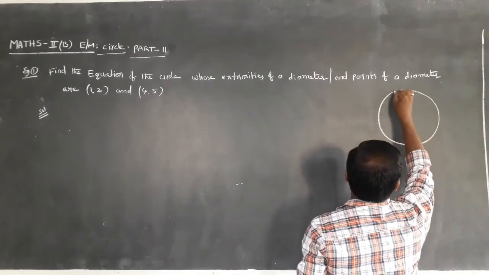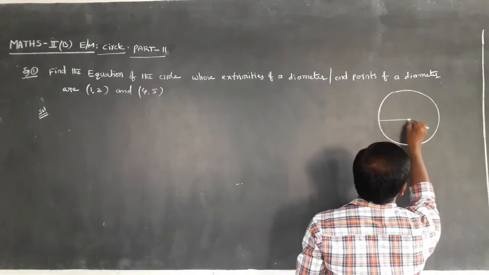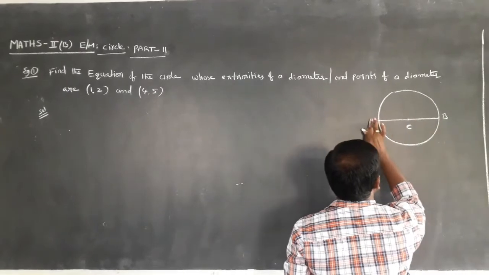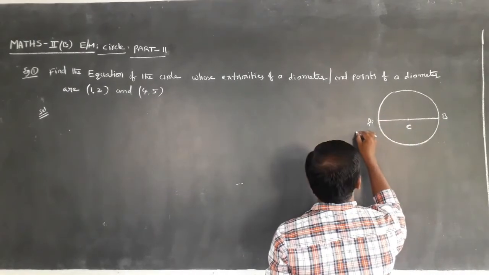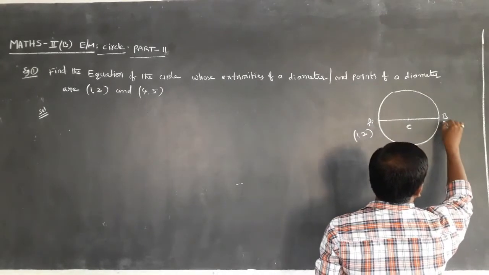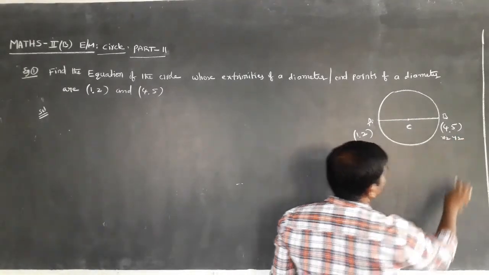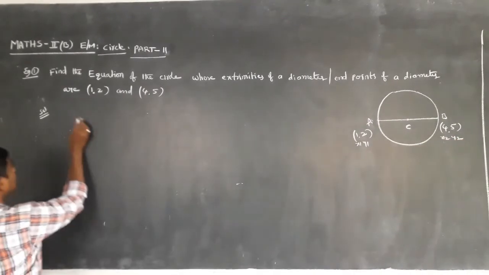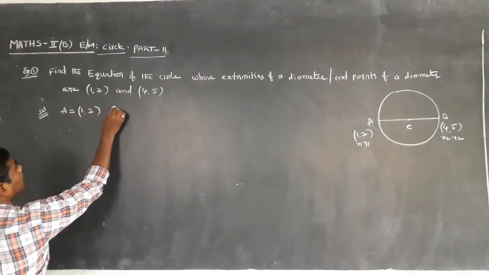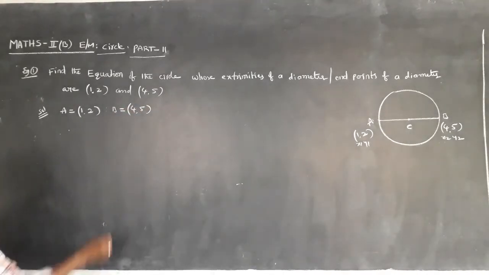Here given the endpoints of a diameter of the circle, we see C is the center of the circle, AB is the diameter of the circle. Here A is the point (1, 2) and B is the point (4, 5). Let A be (x1, y1), B be (x2, y2). Here given A (1, 2), B (4, 5), by using the formula.